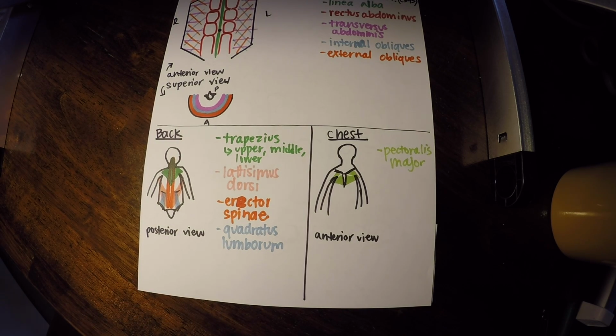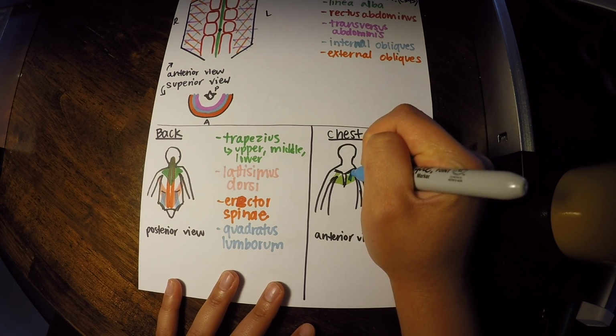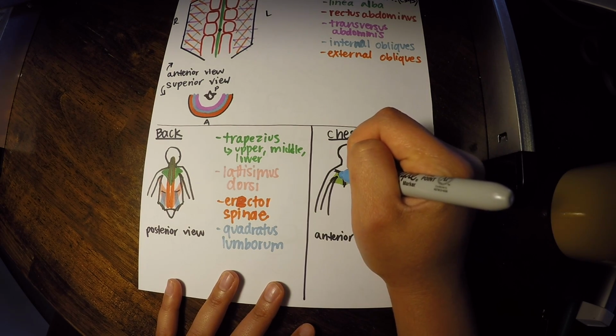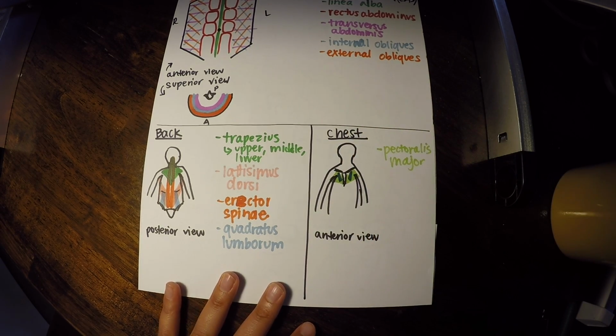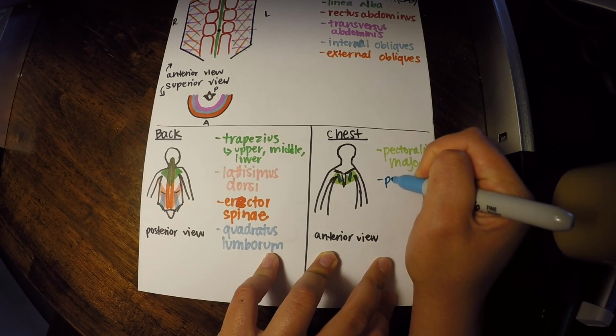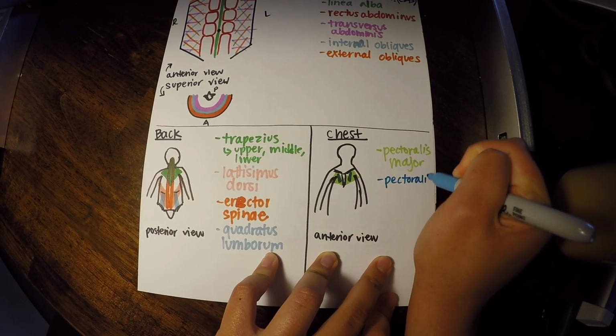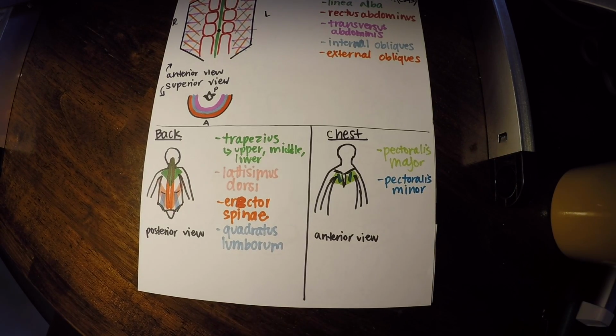Now, the only other muscle I want you to know is our pectoralis minor muscle, and that's going to attach to some of our ribs here, and it's actually going to attach to our coracoid process of the scapula, which is a little part of the scapula that pokes out anteriorly here. So that's our pectoralis minor. Our pectoralis minor muscle is going to be deep to pectoralis major.